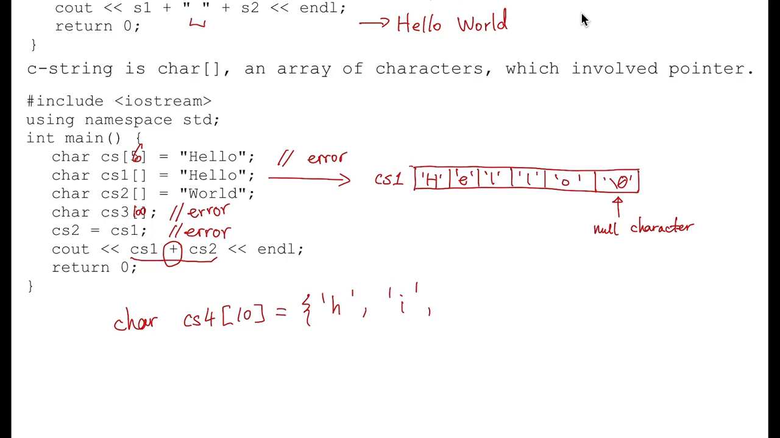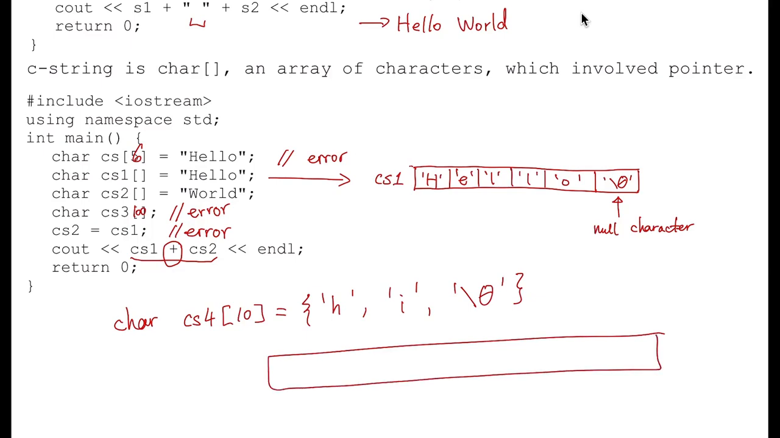That's fine. Now, in order for C++ to recognize it as a C string, you need to put a null character at the end. If you want to put it in your code, that will be a backslash with a 0. That will be the null character. And then you can just stop there. You don't need to store the 10th element there. Now what it stores, you will have C string 4 with 10 boxes there.